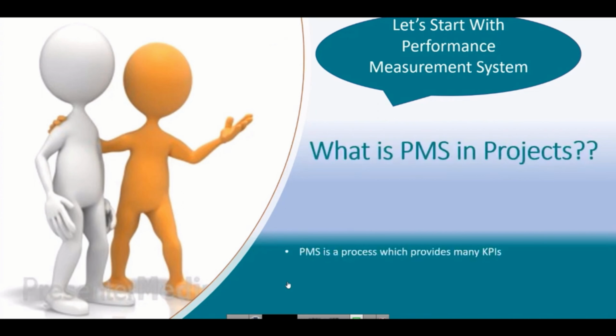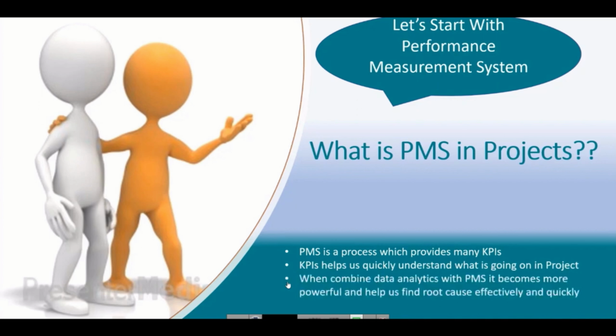PMS is a process which provides many key performance indicators. It is a system that tells me that these are the things which, if going well, mean you are good, and these are the things which, if not going well, mean you are not good. KPIs help us quickly understand what is going on in the project. When we combine data analytics with PMS, it becomes more powerful and helps us find the root cause effectively and quickly. Many predictive KPIs help us forecast events. There are three types of KPIs, and we will go into that. One of them is predictive.